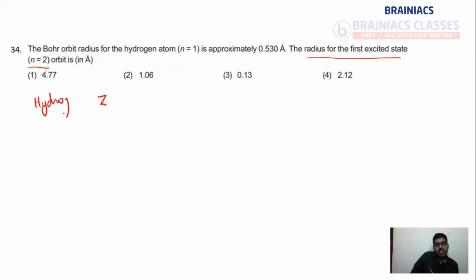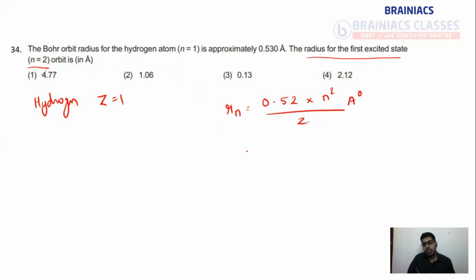So for hydrogen, Z value is equal to 1, atomic number 1. Now we have to calculate the radius of second shell in angstrom. Now radius in angstrom is calculated using this formula, 0.52 into n square by Z angstrom. This is the equation in angstrom. To calculate radius, we can use this equation.